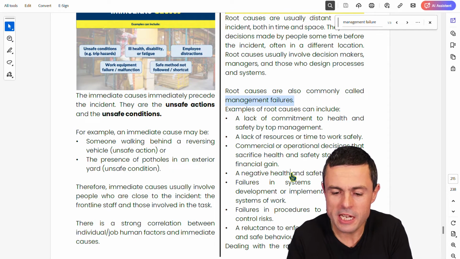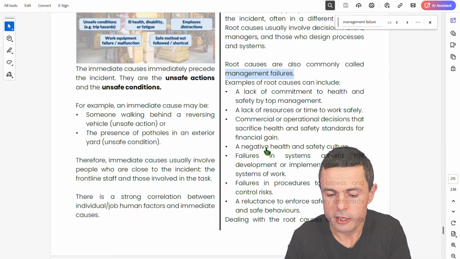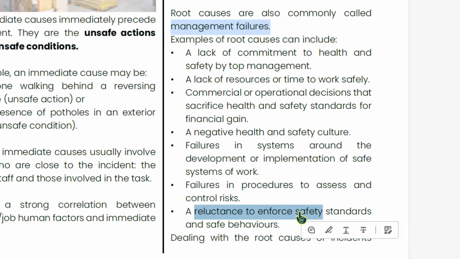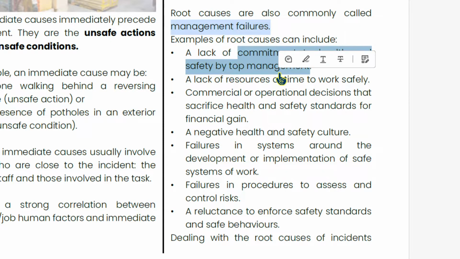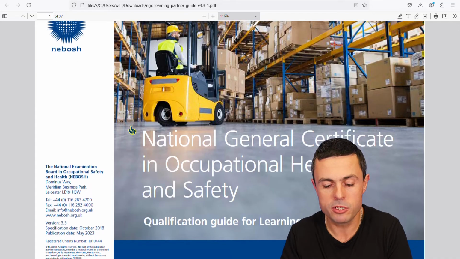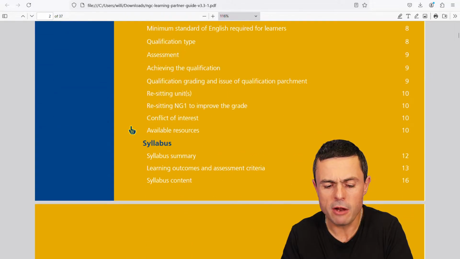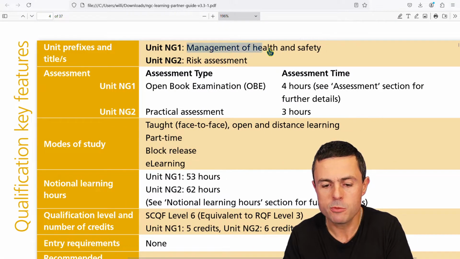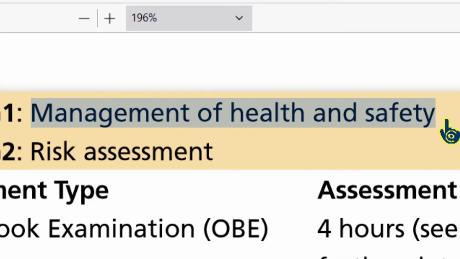Now, it's obviously getting at things like root causes, like negative safety culture, failure in systems, failure in procedures, not enforcing standards, lack of resources, lack of commitment, and so on. But there's another way of thinking about what a management failure is. Here's the syllabus. And if we go down here, it says Unit NG1, Management of Health and Safety.